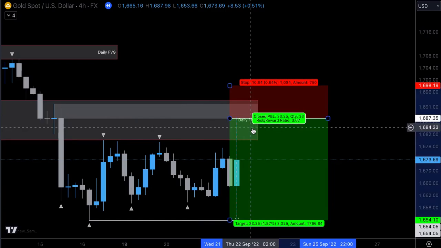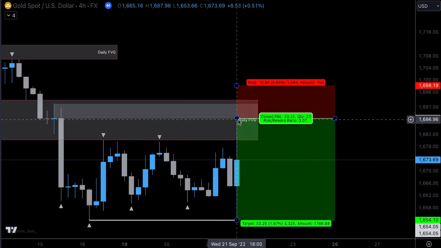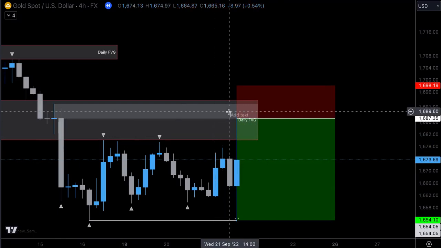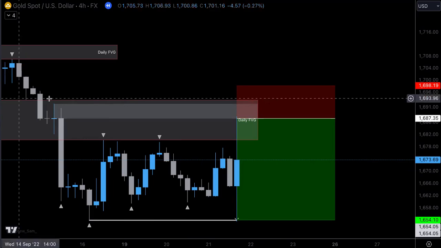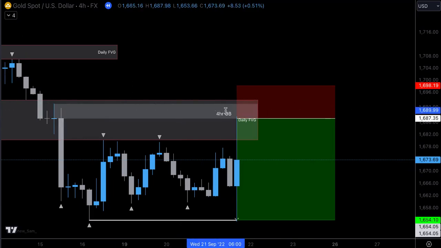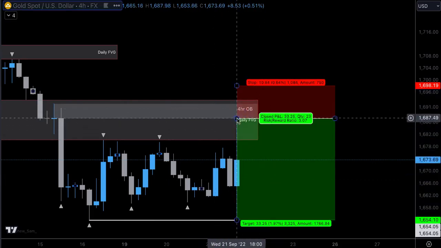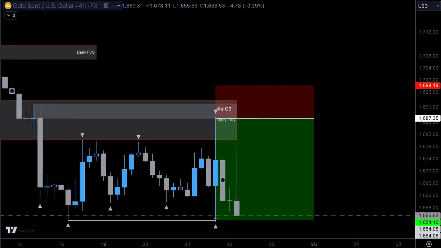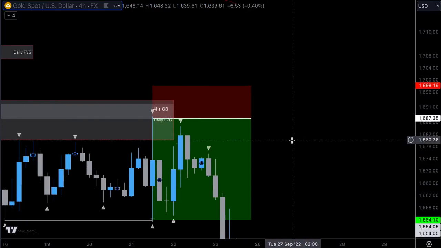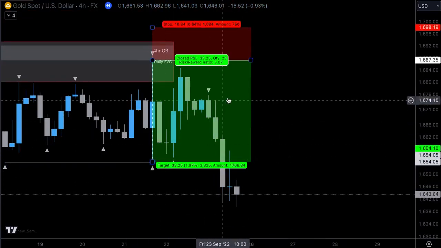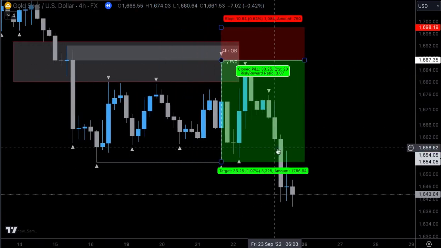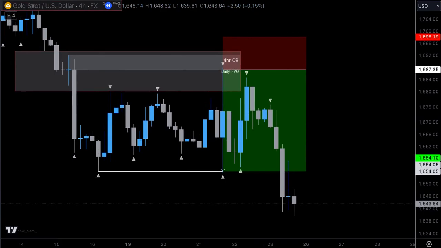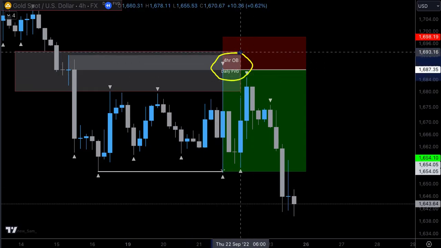So we're triggered in right here on this retrace back into the 4-hour order block. Let's just mark that on here. So that is a 4-hour order block, we're back into that area here, and we're triggered right into this trade on gold. We're now trading to the downside, and you can see ultimately the 1 to 3 was smashed on this trade. And this is how you use daily fair value gaps in confluence with order blocks in order to pinpoint a trend following play.